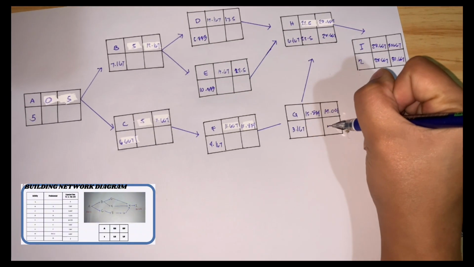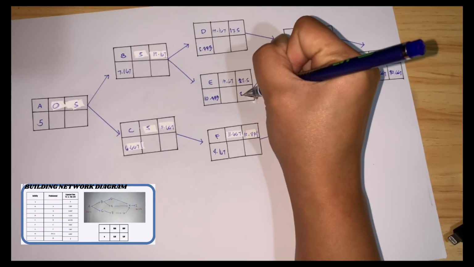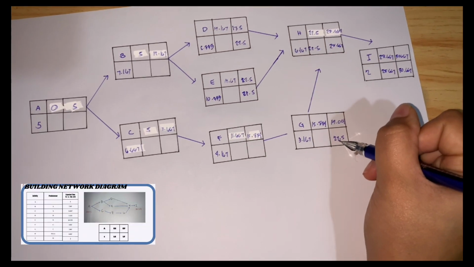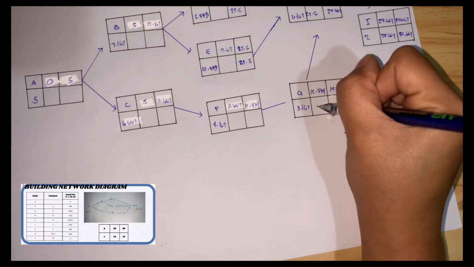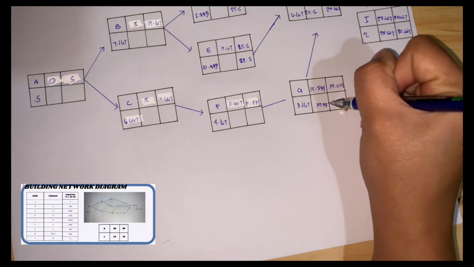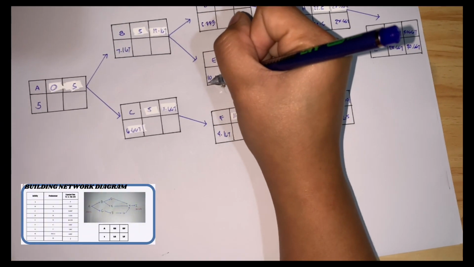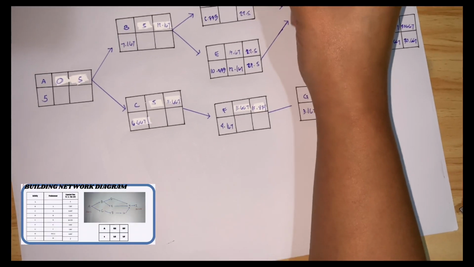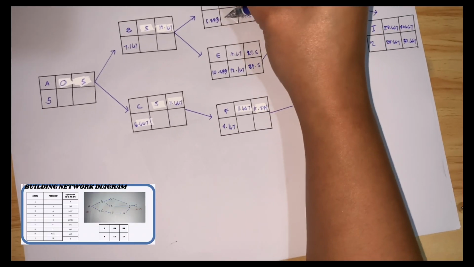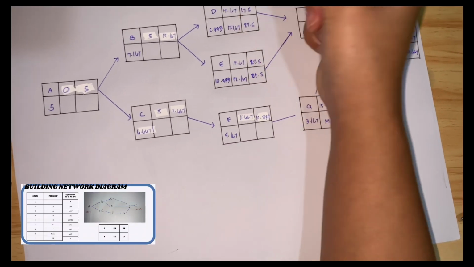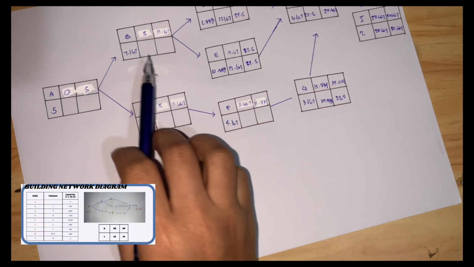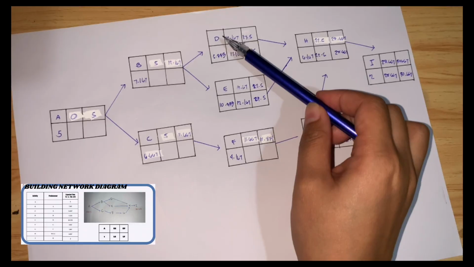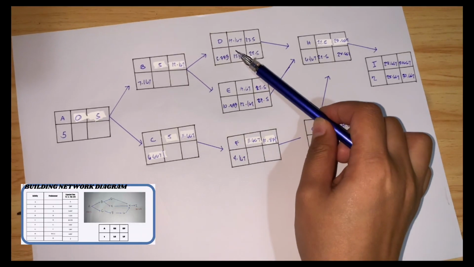So 22.5 here, 22.5 here, 22.5 here. So 22 minus the expected time of G is equal to 19.333, and 22 minus 10.333 is 12.167, and 22.5 minus the expected time of D is 17.167.